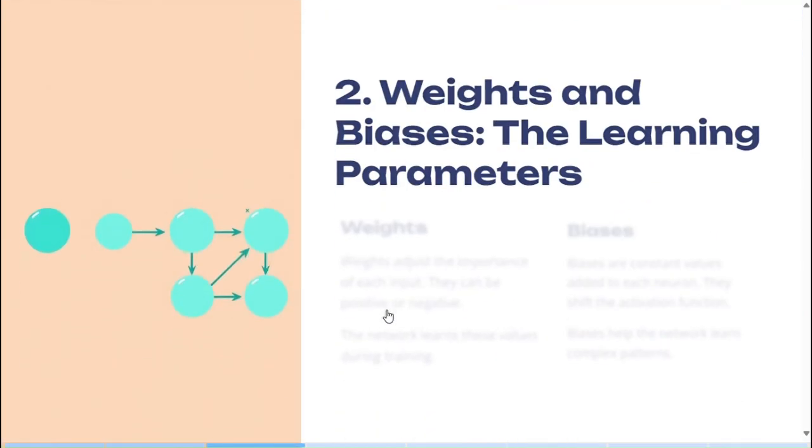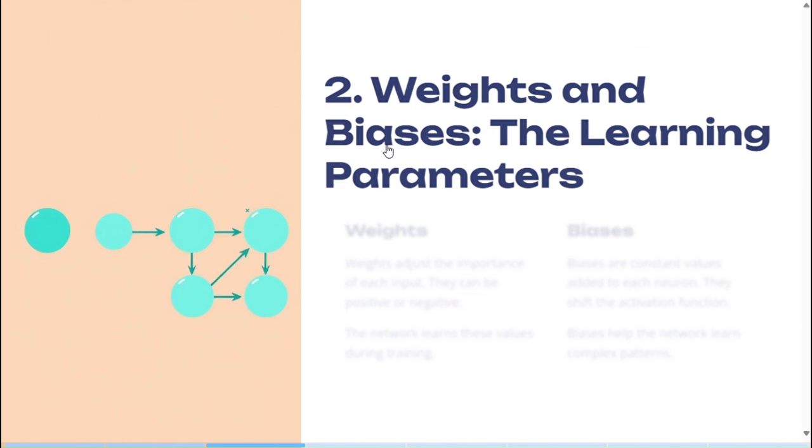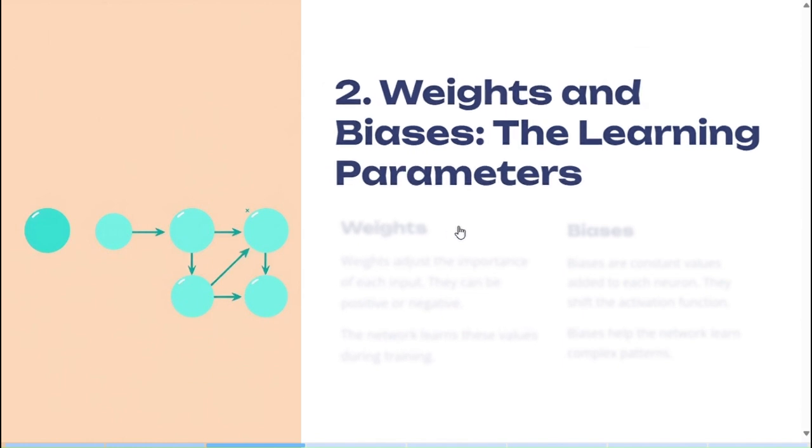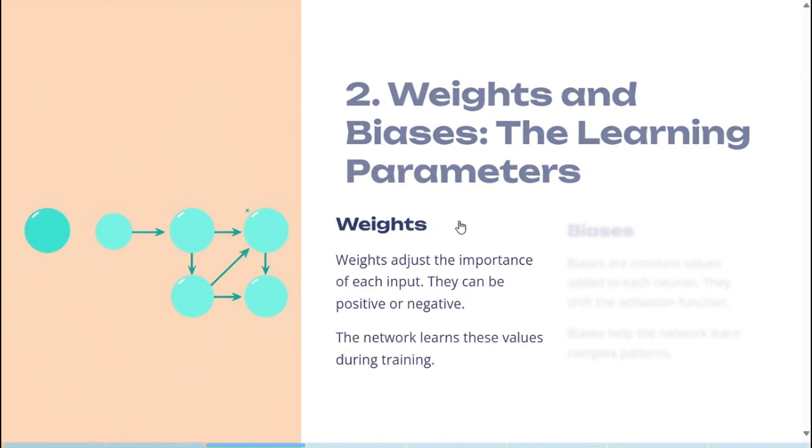Next, we will see weights and biases, the learning parameters. First, weights. Weights are the parameters that adjust the importance of each input. Each input is multiplied by its corresponding weight. The network learns these weights during training and they can be either positive or negative, affecting the final output. The purpose of weights is to determine how much influence each input should have.